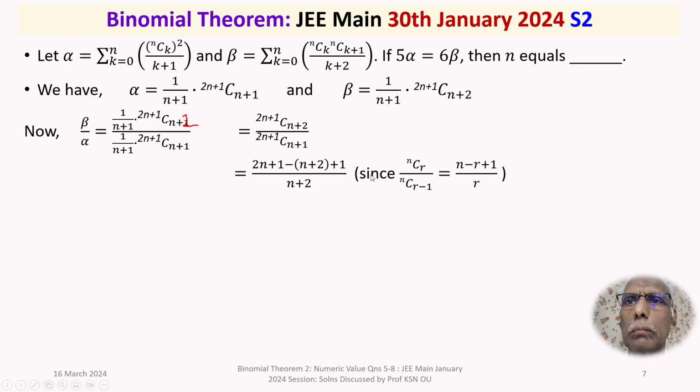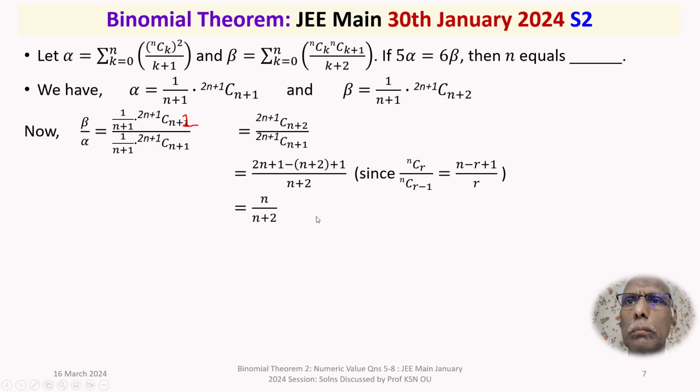What's the result we are using? We have nCr by nCr minus 1 is equal to n minus r plus 1 by r. Here r is n plus 2, n is 2n plus 1. So this will be 2n plus 1 minus r, which is n plus 2, plus 1, by r, that is n plus 2. Simplify, you will get n by n plus 2.